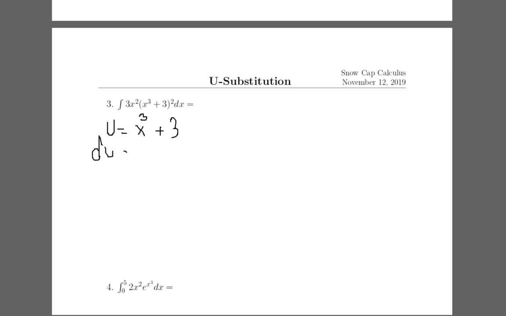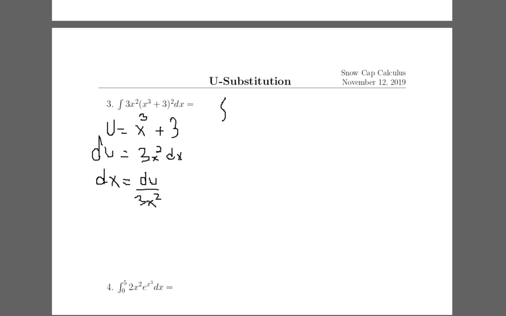So our du, just do a quick derivative, is 3x squared dx. And again, we want to isolate dx to plug into our original integral. We have dx equals du over 3x squared. Put that back into our original function.